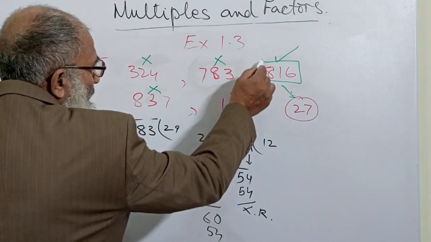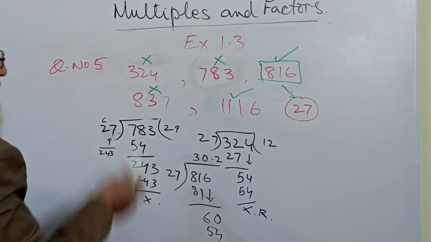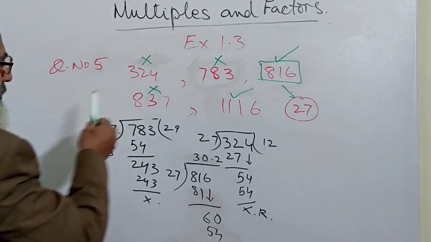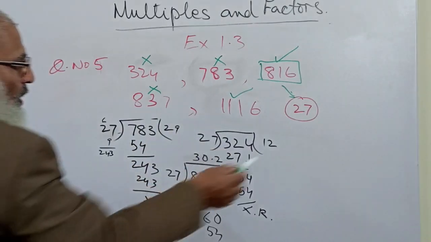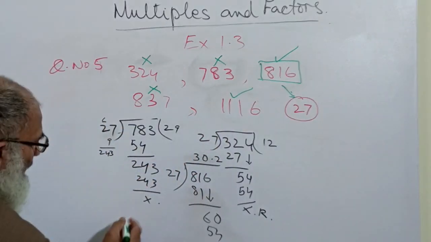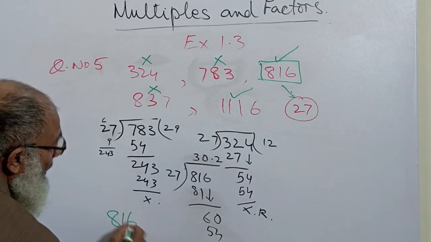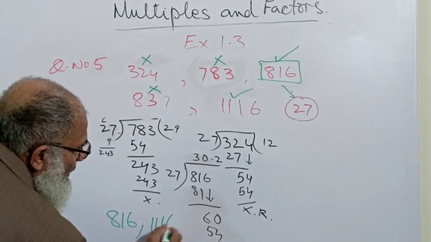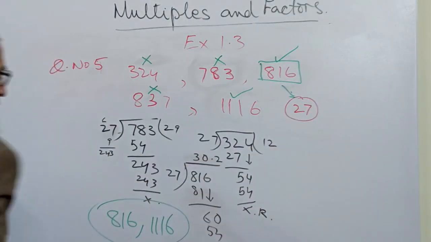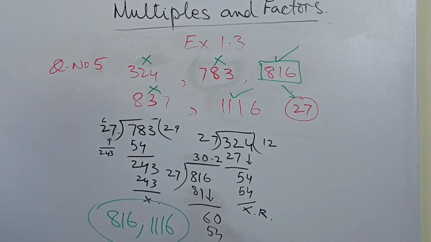So there are two numbers which qualify our question. And the question was, as I told you, which of the numbers are not multiples of 27. So these two numbers, which I am going to write here, 816 and 1116, are the only two numbers which are not multiples of 27. So this ends our question number 5, and also it ends the exercise.